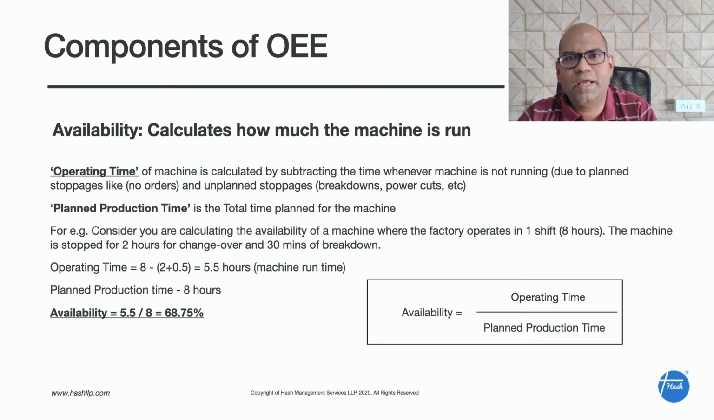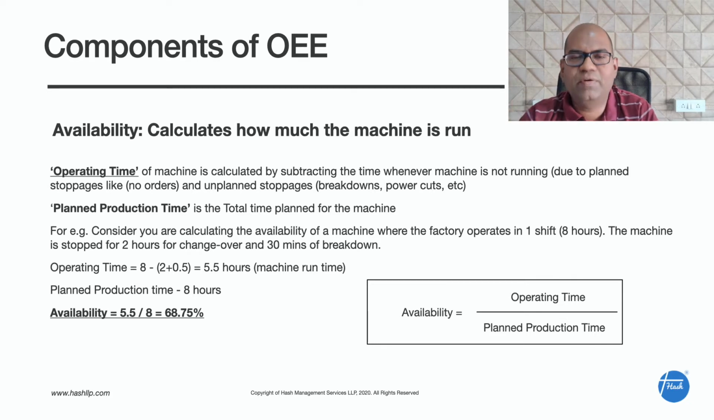In this operating time, you have to remove some of the breakdowns and changeover times. What are the times the machines are stopped? When the machine is not running, all those times you have to remove from the total planned production time. That's called availability. If your machine is running for 6 hours, so 6 divided by 8, where 8 hours is the total shift time. So 6 by 8 will be your availability.